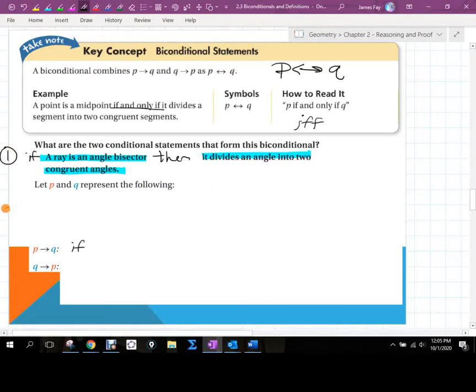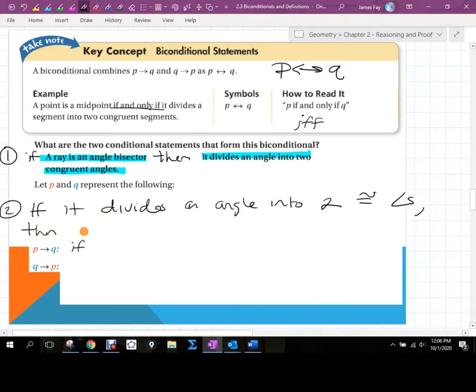The other one then, okay, what do we know about the two conditional statements that make the biconditional? One, they're both true, and they're converses of one another, right? Can we take that blue phrase I have highlighted and write if it divides an angle into two congruent angles, then a ray is an angle bisector. Does that make sense?